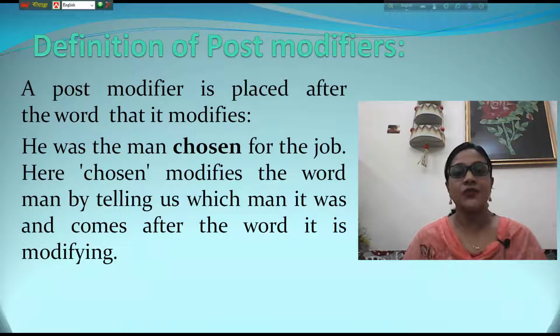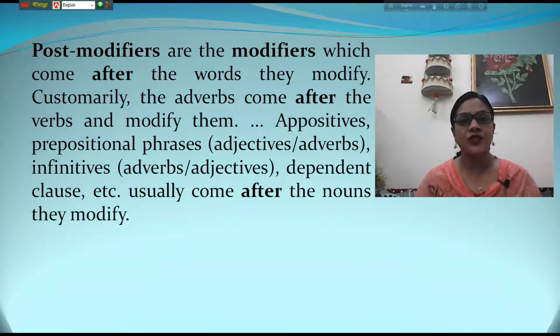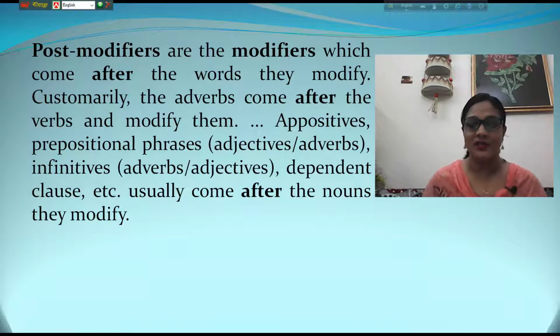He was the man chosen for the job. Here, chosen modifies the word man by telling us which man it was, and comes after the word it is modifying. Post-modifiers are the modifiers which come after the words they modify. Customarily, the adverbs come after the verbs and modify them. Appositives, prepositional phrases, that is adjectives or adverbs, infinitives, dependent clauses, etc. usually come after the nouns they modify.